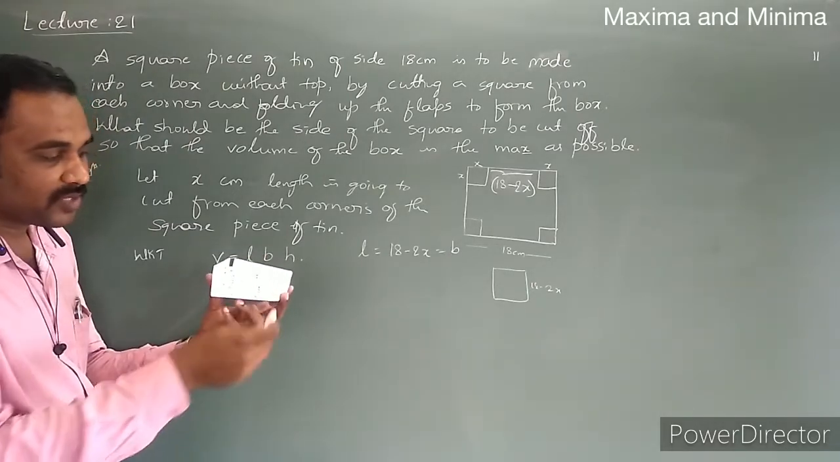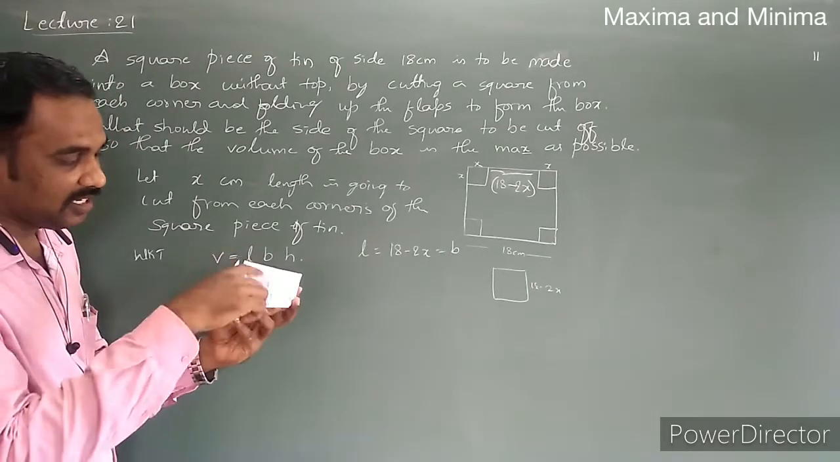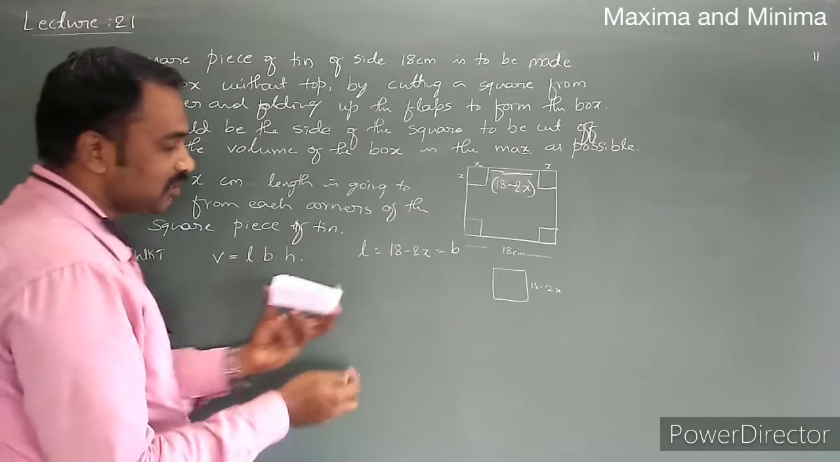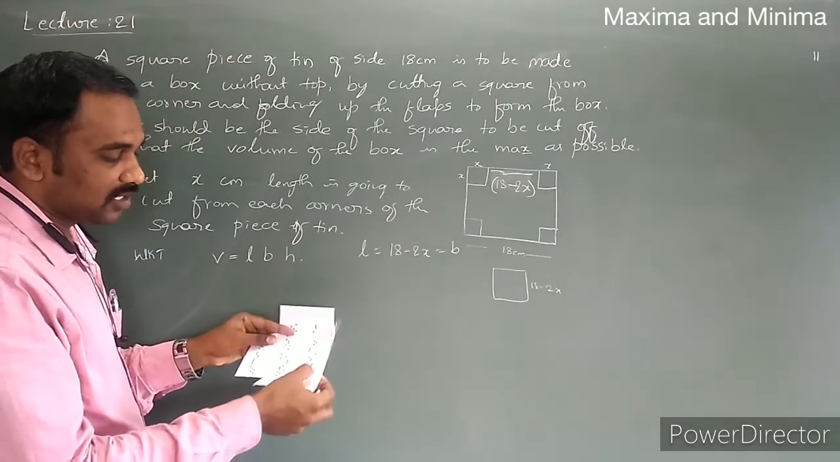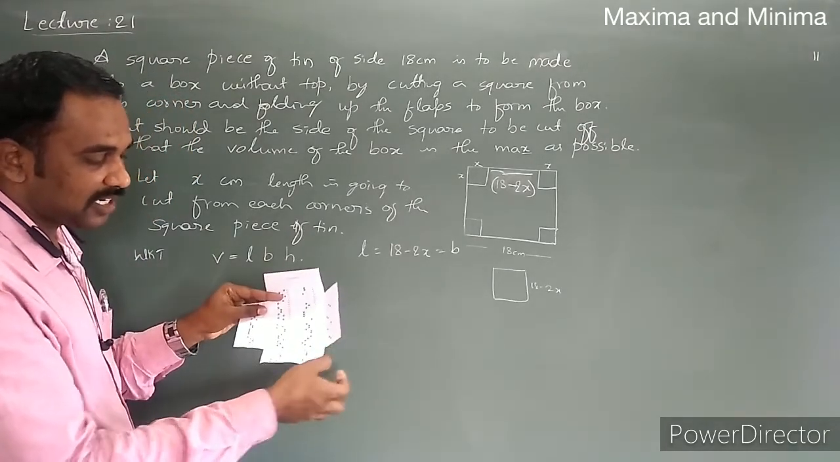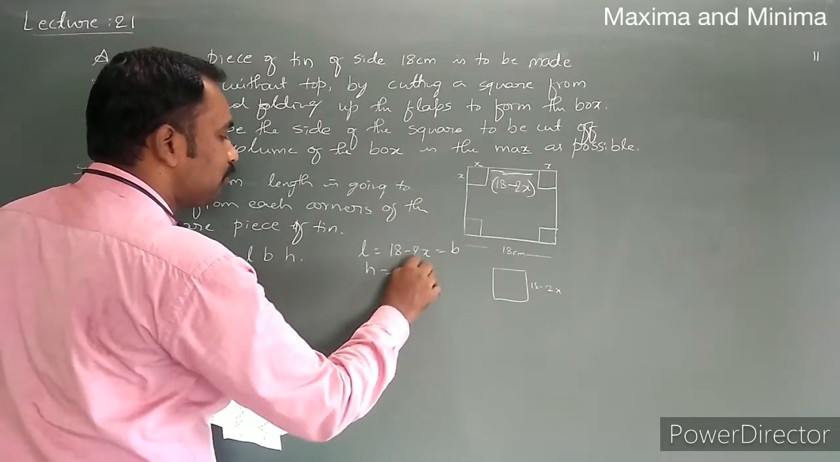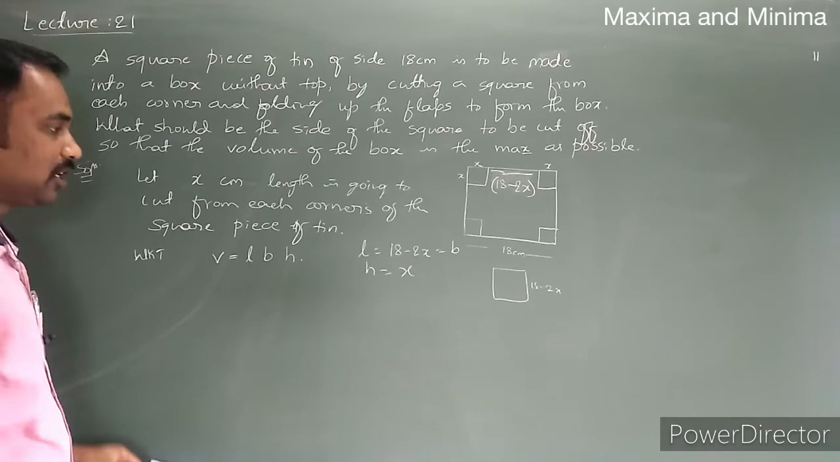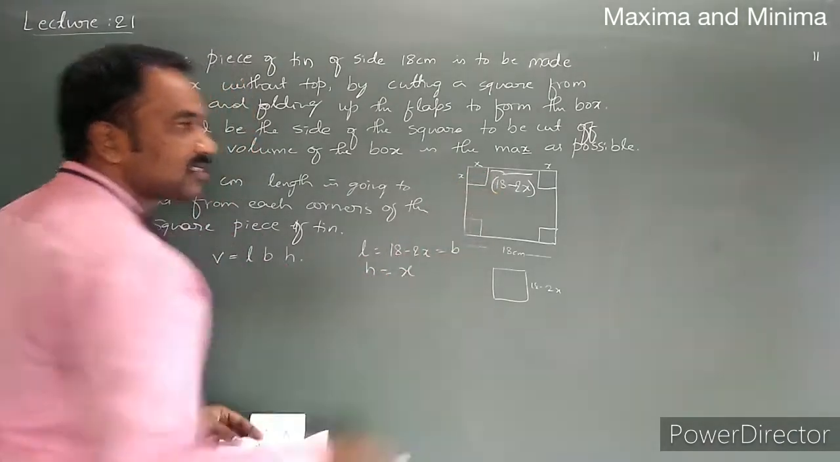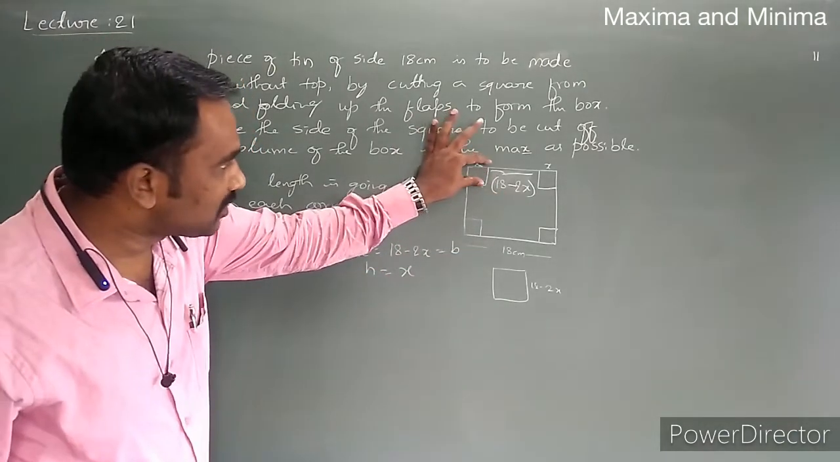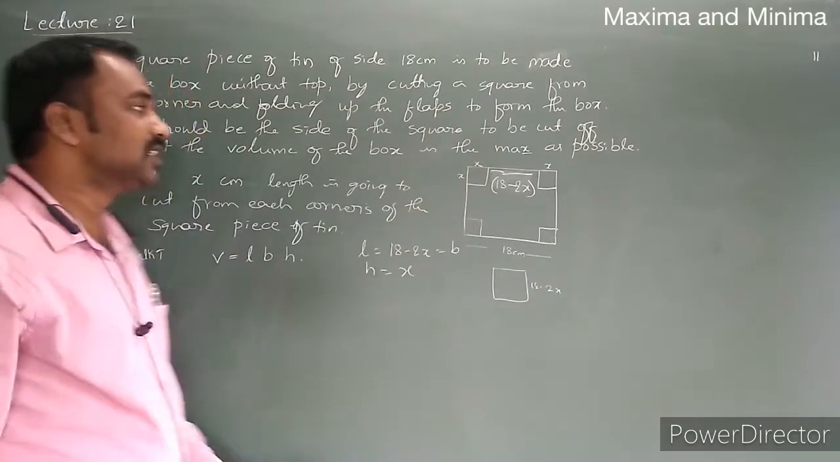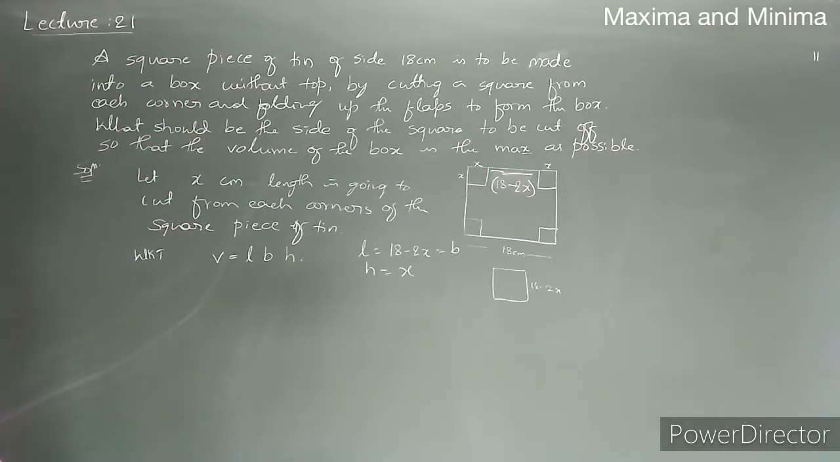What is the height? This height, can I say that it is x units, because this is a flap. The flap has already cut x centimeters, so the height of the box is x units. This corner piece, is that clear? This flap is our required height of the box. Now we can proceed.